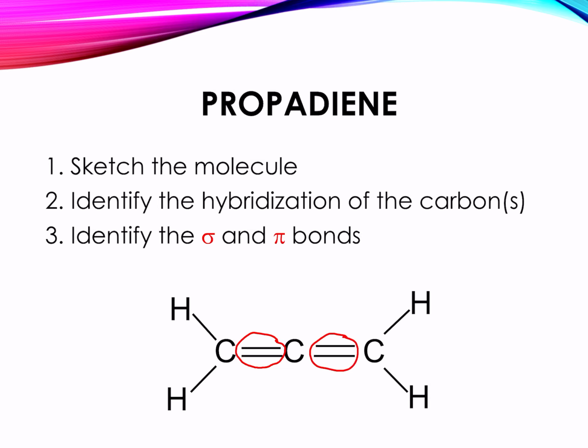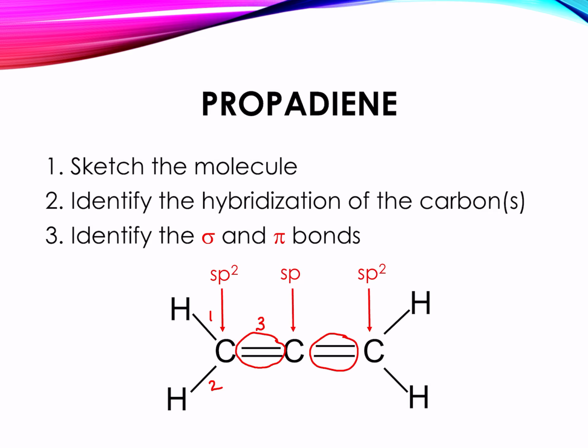The exterior carbons, the edge carbons, they each have 3 areas of electron density. They have 2 single bonds, and then they have the double bond. They have 3 areas of electron density. That means those edge carbons are each going to be sp2. So the center one is sp because it has 2 areas of electron density. The edge carbons are both sp2 because they have 3 areas of electron density.